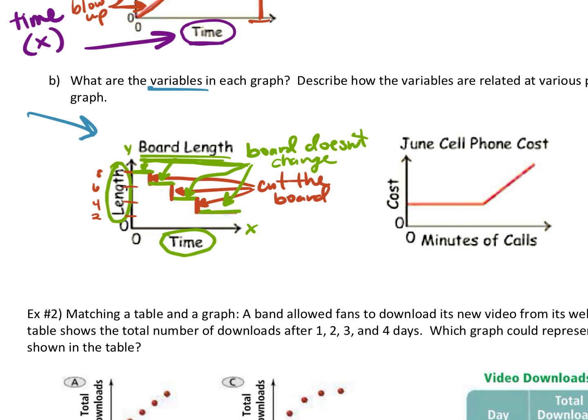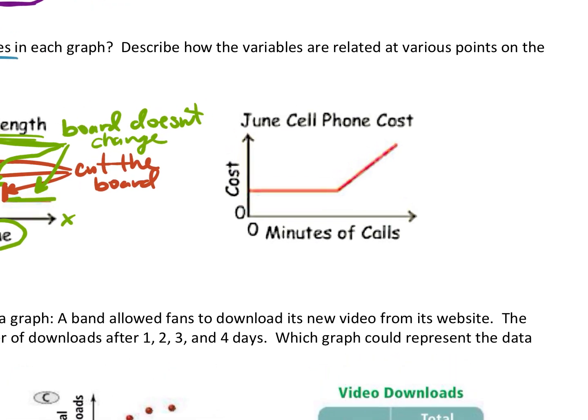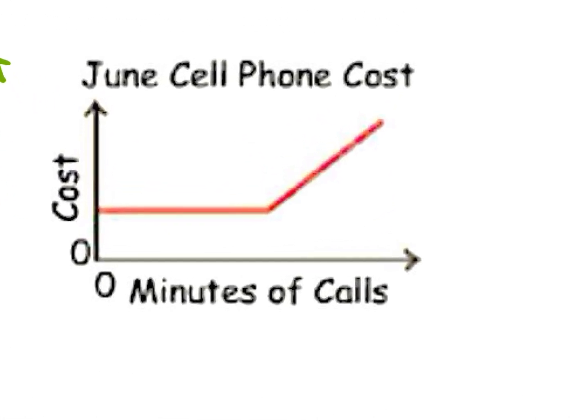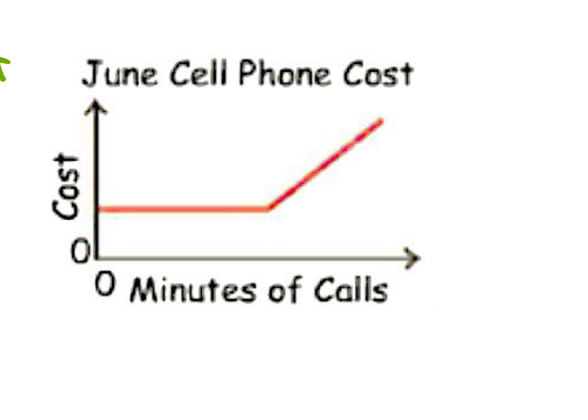Okay, so sometimes these are just a little tricky to wrap your brain around. Like, what is actually going on in this scenario? So you really need to look at your variables. You really need to look at the shape of the graph. What's happening to the graph? How do the x values relate to the y values? Okay, take a look at this one. This is your June cell phone cost. Okay, what are your variables? The minutes of a call and the cost would be your variables.